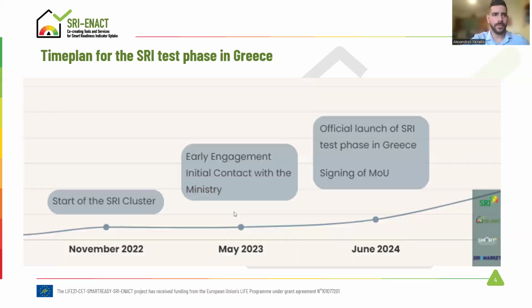Regarding the time plan of the SRI test phase in Greece, in November 2022, we had the start of the SRI cluster. Then in May 2023, we had the initial contact with the ministry and the early engagement. Last summer, in June 2024, we had the official launch of the SRI test phase and the signing of the MOU.